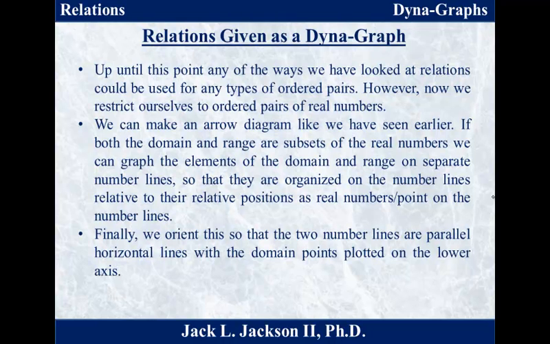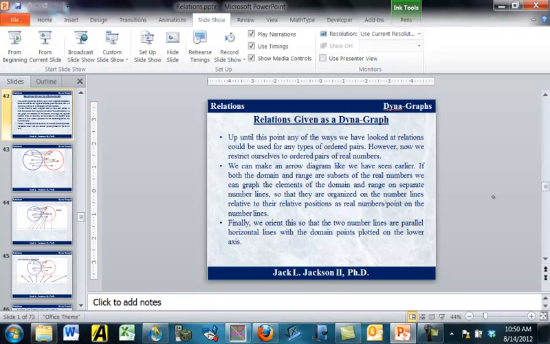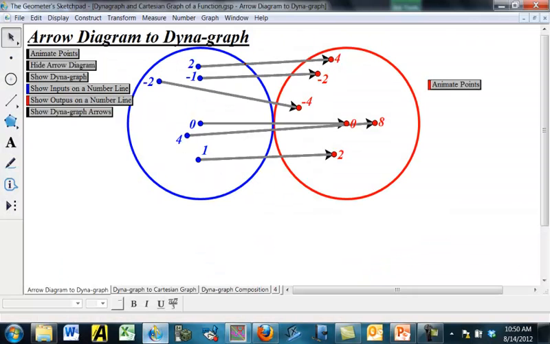Now, what we're going to do here is look at something called a dinograph. We're going to take an arrow diagram, and then we're going to take the points within that little circle, which may be all jumbled up, and write them in order, in fact, place them where they would go on a number line. And then we're going to do the same thing with the points in the range, and we're going to get something called a dinograph.